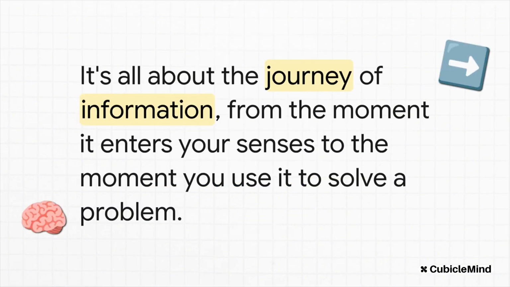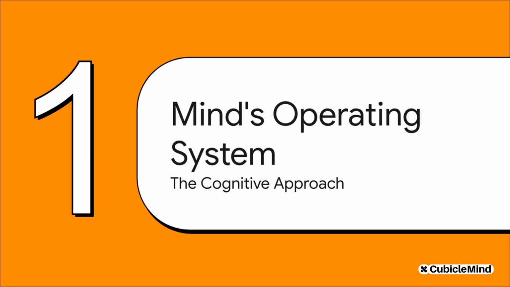To really get a handle on how we think, we have to follow the entire journey of just a single piece of information. From the moment light hits your eyes to the point where you're solving a problem with that info. That entire path, input, processing, and output, that's the absolute core of the cognitive approach. Okay, let's dive right into this.